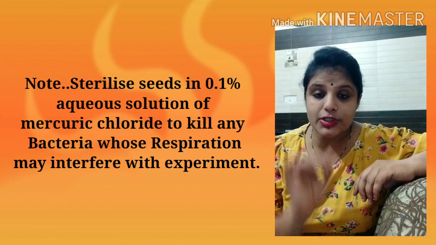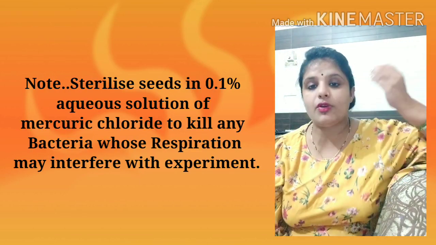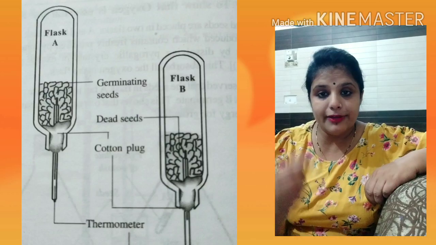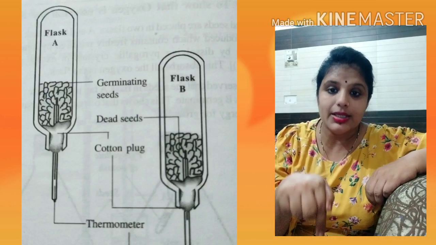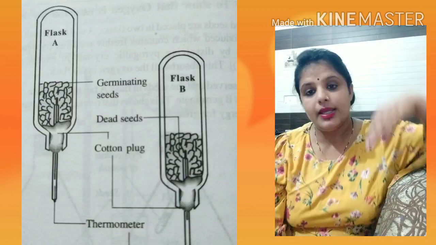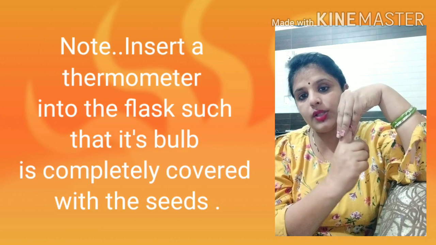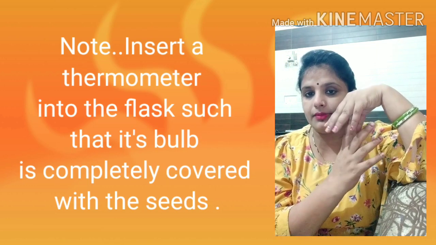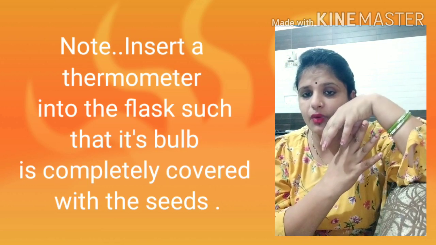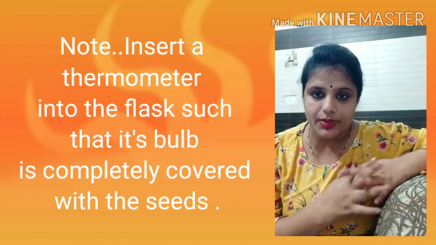Now the very first question is, why do we have an inverted flask? Why are we not keeping it in a vertical position? The reason is, if it is in a vertical position, then not all the seeds will be in contact with the thermometer. When it is in an inverted position, all the seeds are in contact with the thermometer, so we can have a better observation.